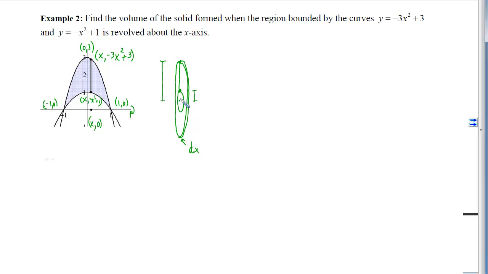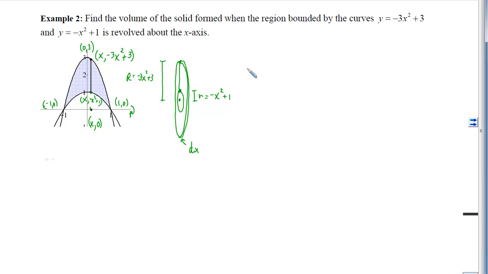The small radius will be the distance between this point and this point. So it's a vertical distance, which means that it'll be a top y-coordinate minus a bottom y-coordinate. This distance here will be the difference between this top y-coordinate here and the one on the axis of revolution. So my big radius will be negative 3x squared plus 3 minus 0.